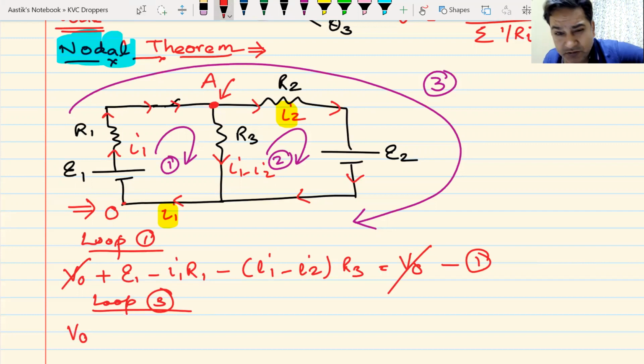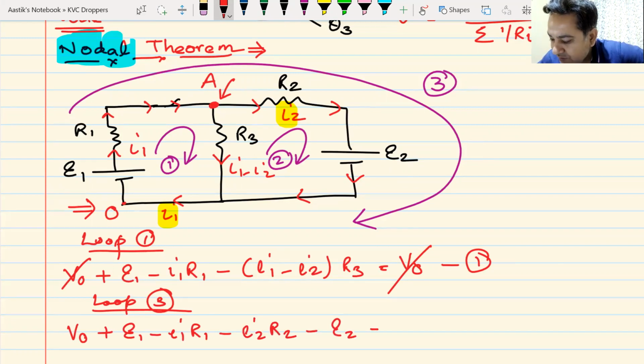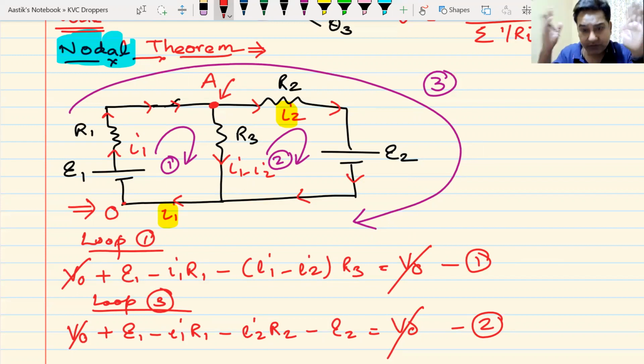Why am I writing this again and again? Because you must understand that every point has a potential. V0 plus E1 minus I1 R1, potential drop. Then I go in the upper loop, the outer loop, minus I2 R2 minus E2, and then I come back to the point V0. V0 and V0 cancel. These are the two equations that you get. You can solve equation number 1 and equation number 2 simultaneously, and you will get the values of I1 and I2, and your question is solved. Yes or no? Yes, sir.